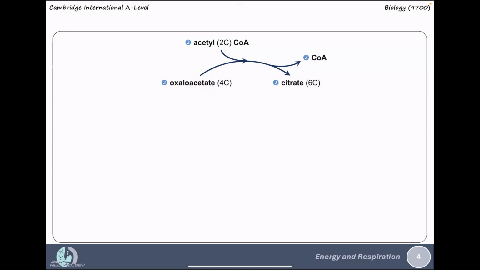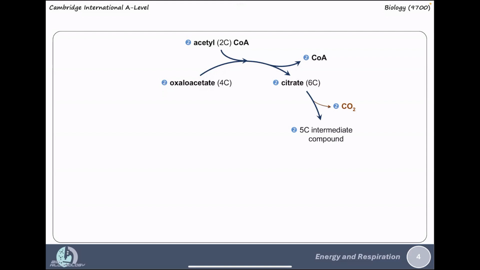Citrate is a 6-carbon compound, and in order to regenerate oxaloacetate, which is a 4-carbon compound, citrate must undergo a series of reactions involving decarboxylations and dehydrogenation. After the formation of citrate, it undergoes decarboxylation to form a 5-carbon intermediate compound. In this reaction, CO2 is released. Therefore, the 6-carbon citrate is converted into a 5-carbon intermediate compound.